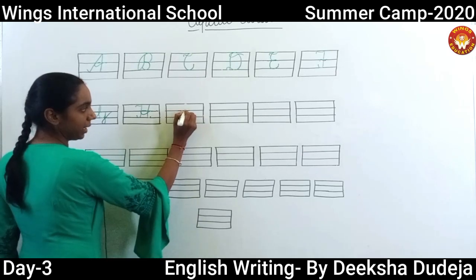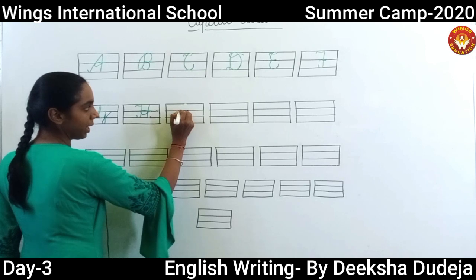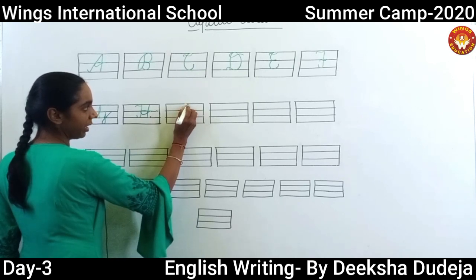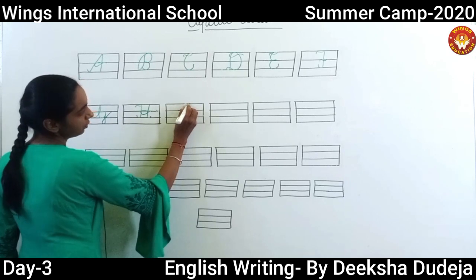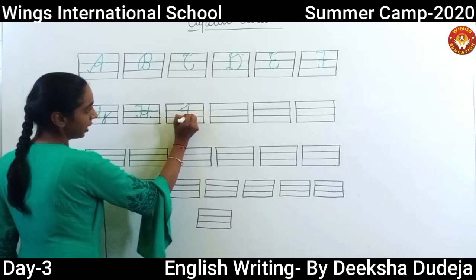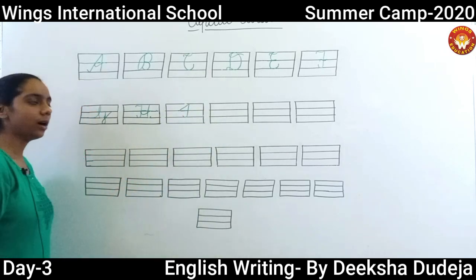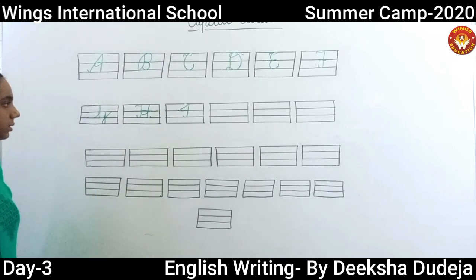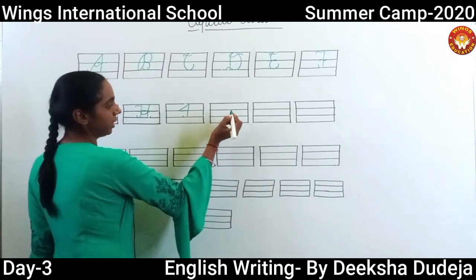Start from second line. I draw one slipping line and round this line in slanting line way. And touch first line. And I draw standing line, touch to third line and round I. Next is J.